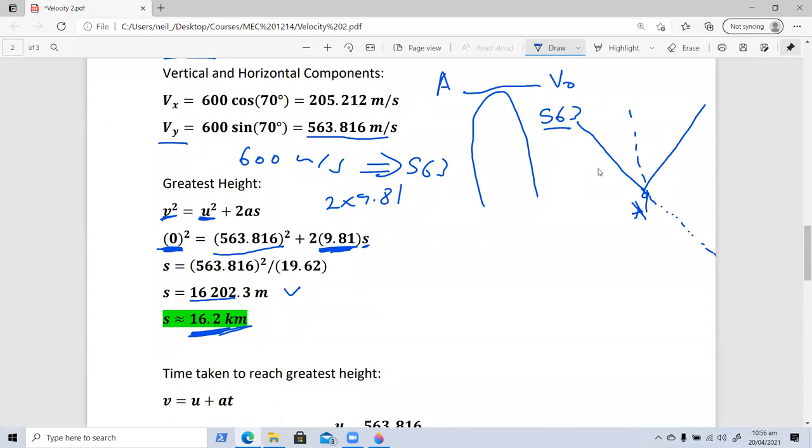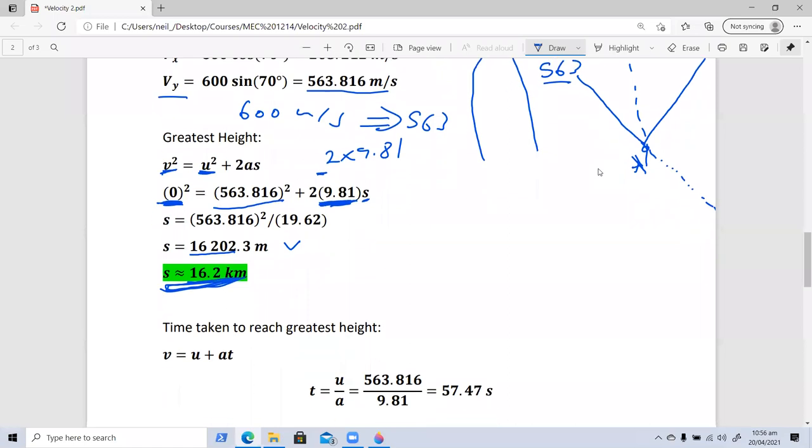Now, one thing to note is that we didn't use minus 9.81 here, but you can just as easily use it and you'll still get the same answer, right? Because all that's going to happen is that here is going to have a negative sign, and here is going to have a negative sign as well, and they're going to cancel out. So you can put minus 19.62 there too, but it doesn't really make a difference. So the distance traveled is 16.2 kilometers.